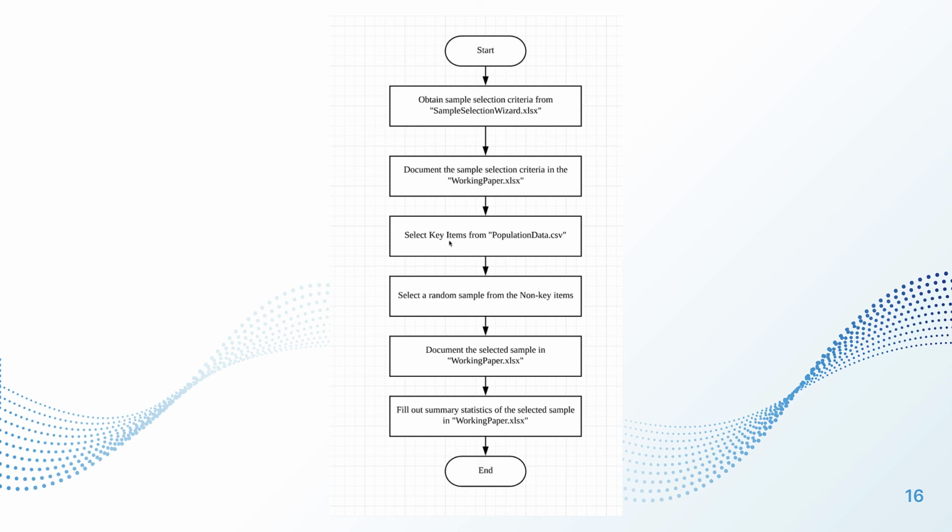Next, you are going to use the upper and lower limits obtained from the sample selection wizard to select the key items from the population data. And you are going to draw a random sample from the rest of the non-key items. Then you need to document or insert these selected transactions to the working paper. And lastly, you need to fill out the summary statistics or the details of the sample, like the client name, the period end, and the number of transactions and total dollar amount. And then the automation comes to an end. Now, let's follow the other videos and start our automation.